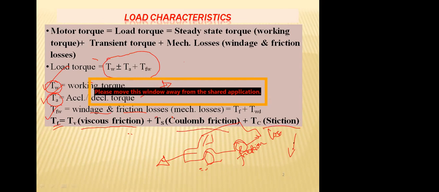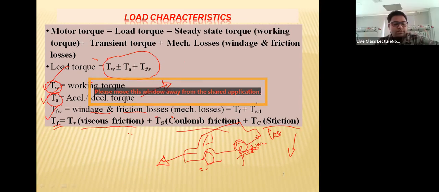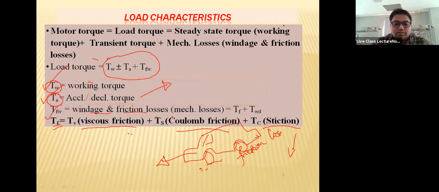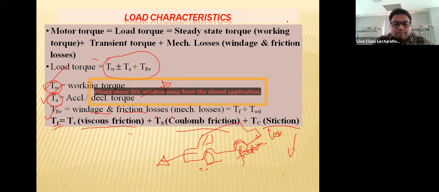The parts of Coulomb and stiction, sir, elaborate, please. Yeah, we will talk about it in the next class. I don't want to continue because only 2 minutes are left. So I will give 2 minutes for any doubts. We'll continue from the next class. So any doubts about what has been taught?